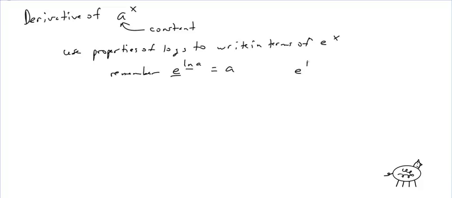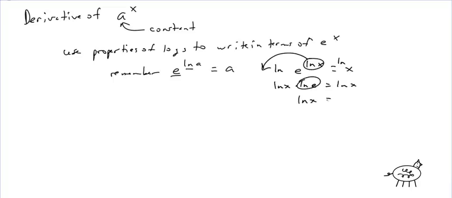Okay, just to show you that is true, if I have e to the ln of x, that should be equal to just x. Let's take the natural log of both sides. What happens? The exponent moves to the front, right? And I get ln of x times ln of e equals ln of x. What's natural log of e? 1. ln of x equals ln of x. Sweet. Okay, so that's why I can say e to the ln of a is equal to a.